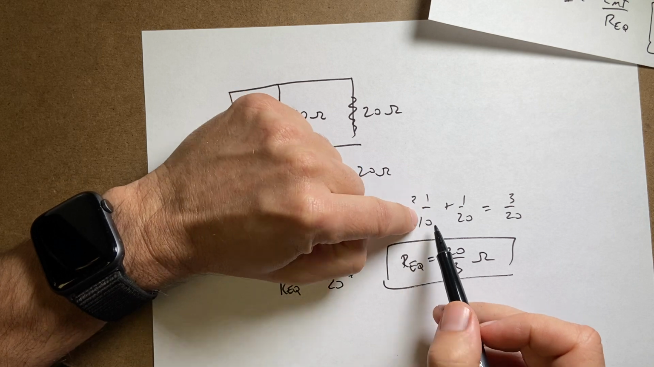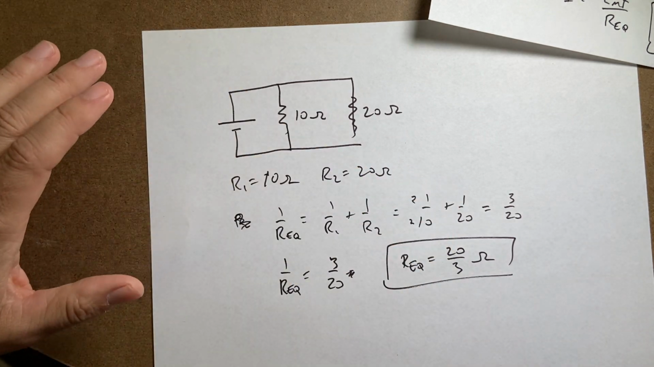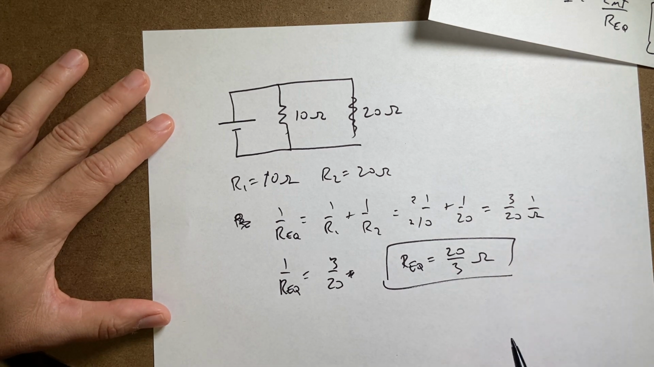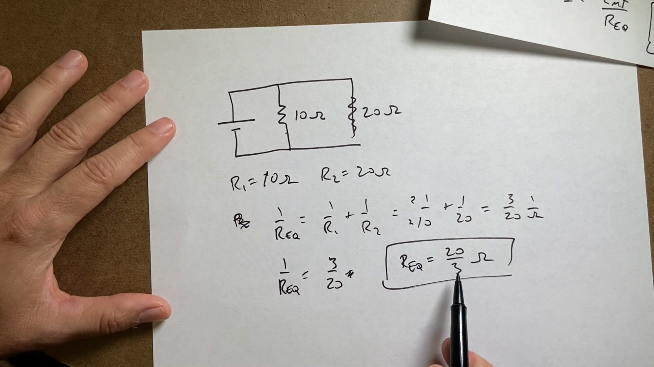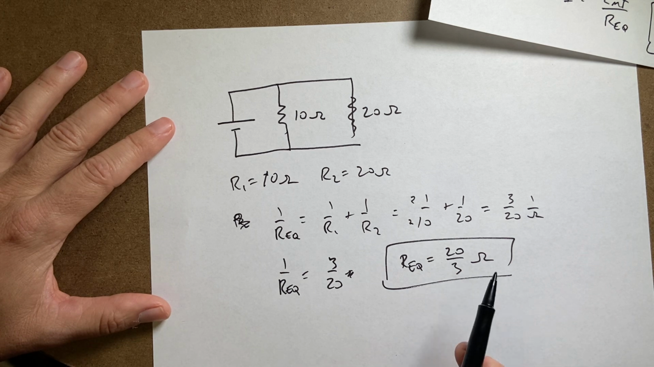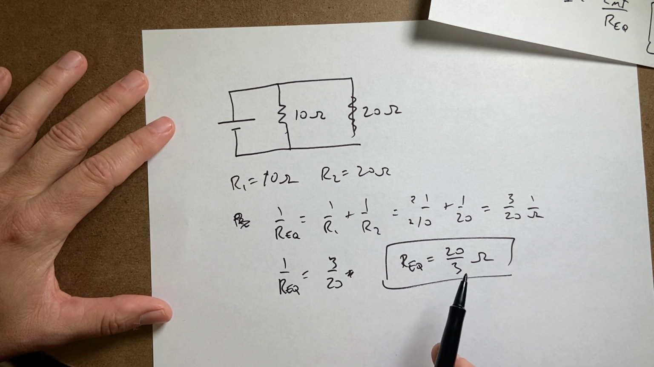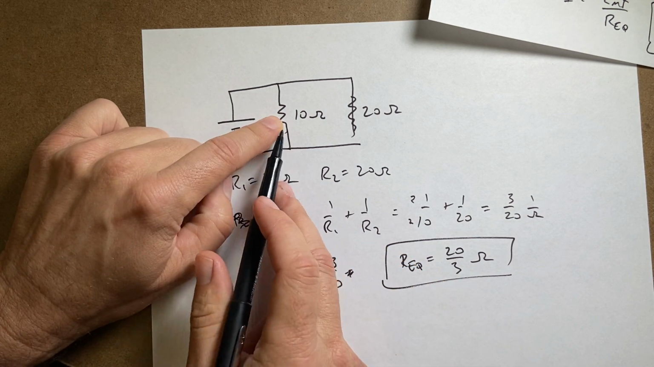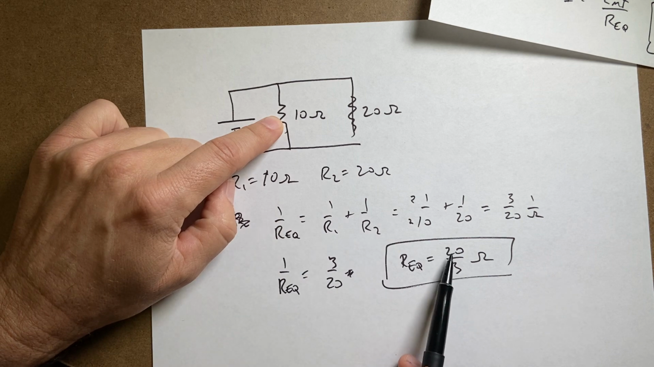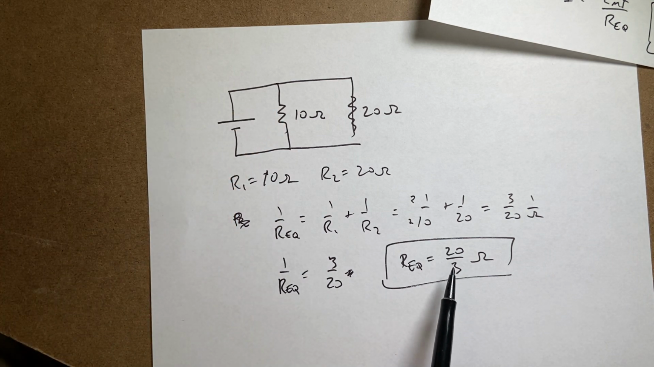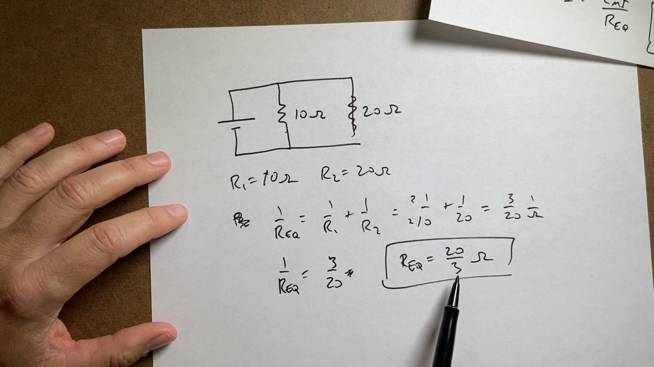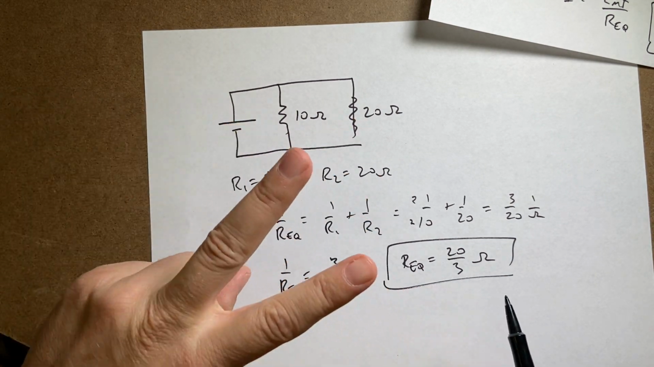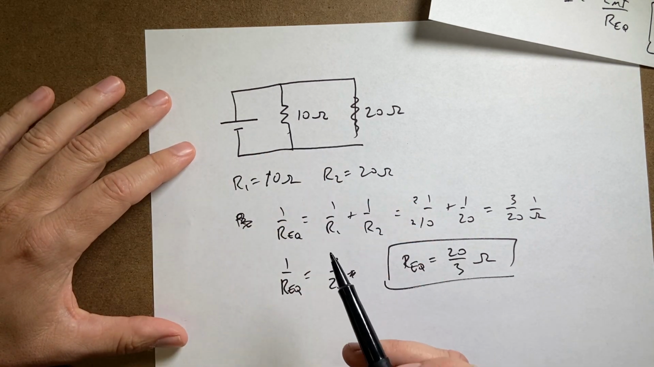That's the important part that a lot of people skip. A lot of people just put, oh, 1 over 10 plus 1 over 20, that's my resistance. And that's not it. It didn't even have the right units. This has units of 1 over ohms. That's not the resistance. So it's 20 thirds. Now, the other thing that's important to look at is that this resistance is less than 10 ohms, because if I take 20 divided by 2, I would get 10, but I'm taking 20 divided by 3, so it's less than 10. It's also less than 20. So the equivalent resistance of two resistors in parallel is less than each individual one.